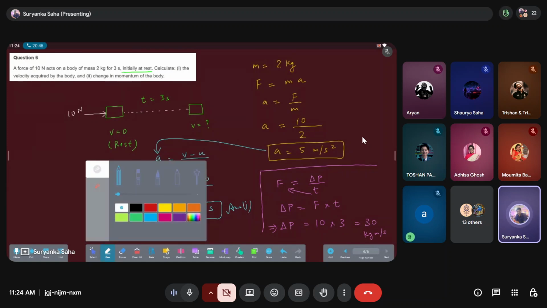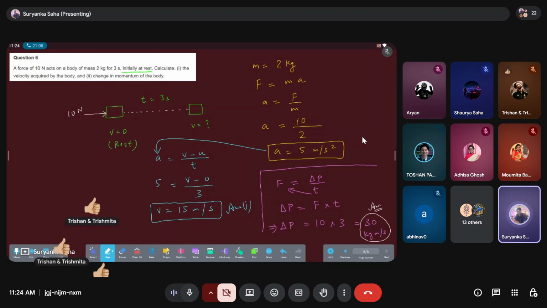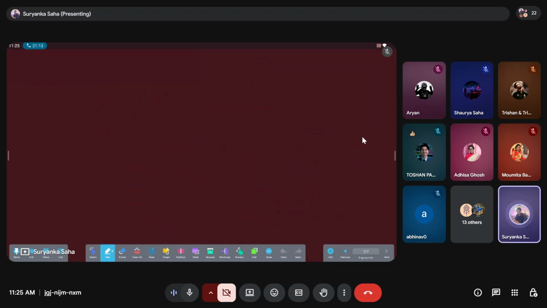And I know many of you have not done it in this way. You have done it in a different way. I am telling you how you have done. You have done mass into final velocity minus mass into initial velocity, isn't it? Yes or no? Many of you have done like that. This is the alternate process for part 2. So you need to clear all the concepts. The alternate process is that change in momentum is basically final momentum minus initial momentum.